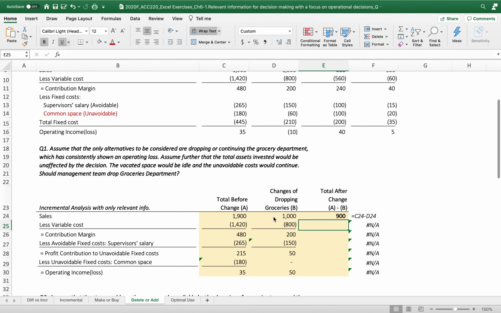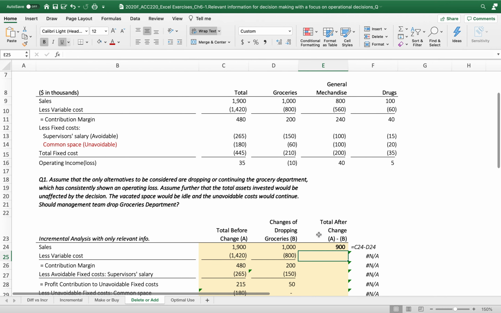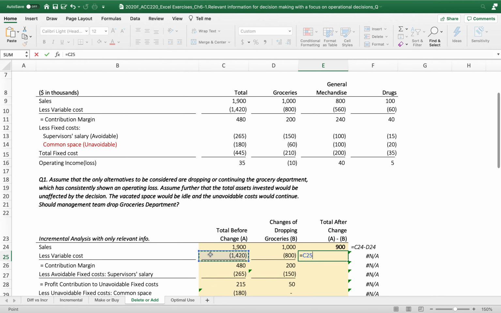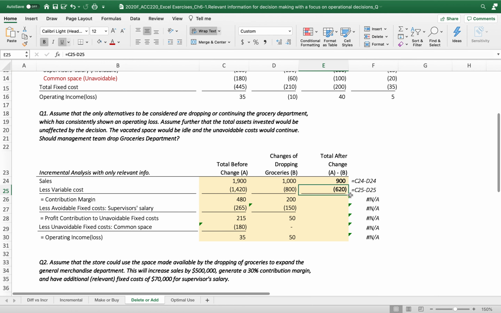Now, $900,000 will be reduced after change. Oh, sorry, the $1,000 will be reduced. So the total after change is 900, and then total variable cost also. I'm going to just drag down.